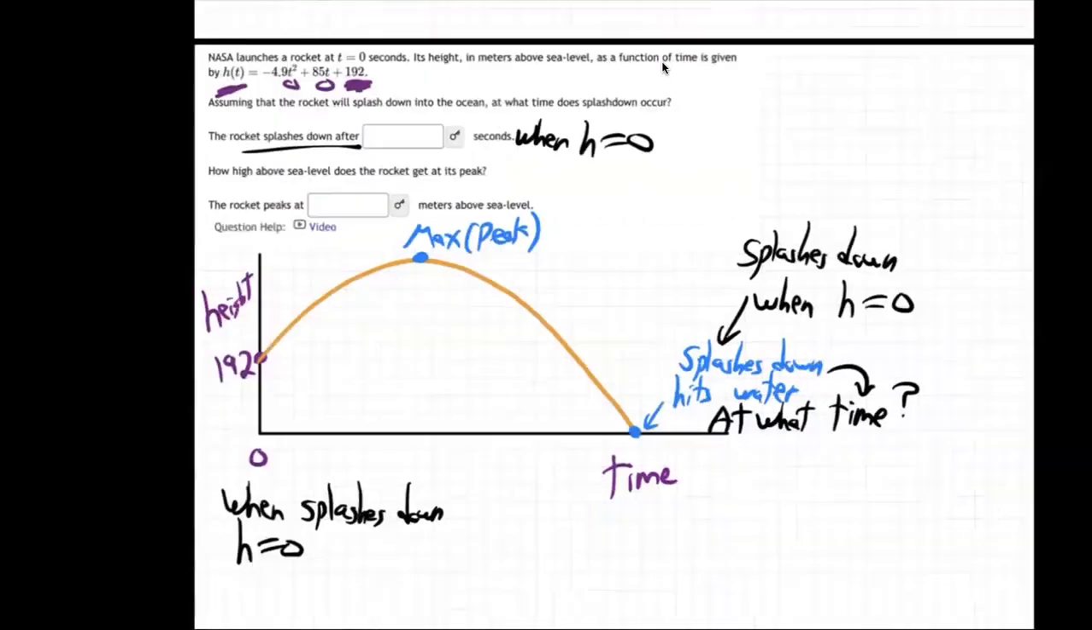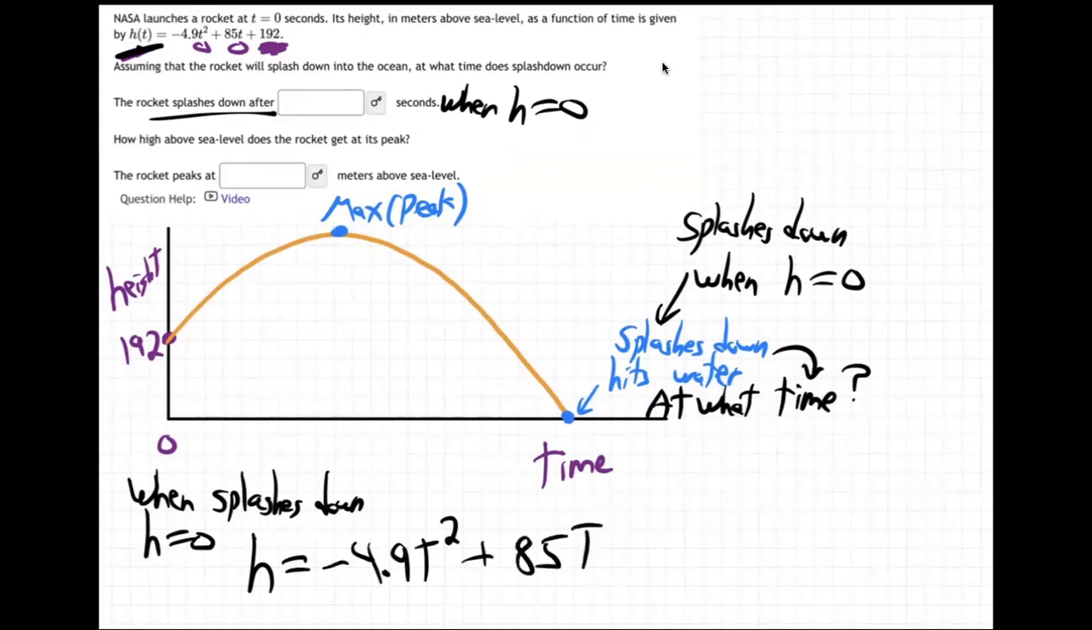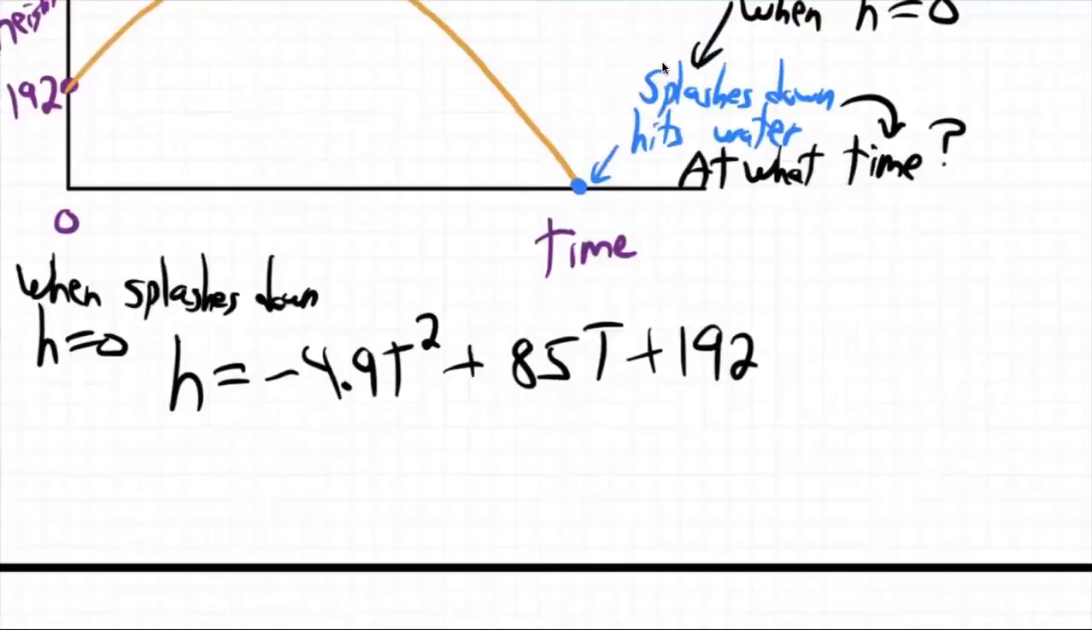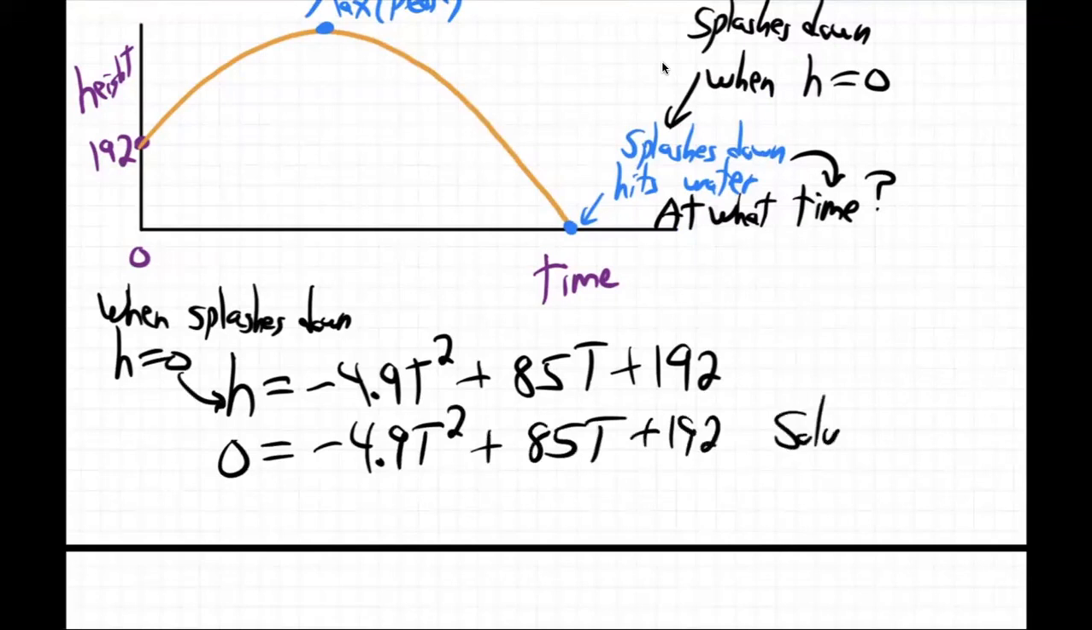So if I take that equation they gave me, which is h equals minus 4.9 t squared plus 85t plus 192, and I plug in 0 right here, right? Because at the moment of splashdown, the height is 0. So now I want to solve for t. Find the time when height is 0. Find the time when it splashes down.